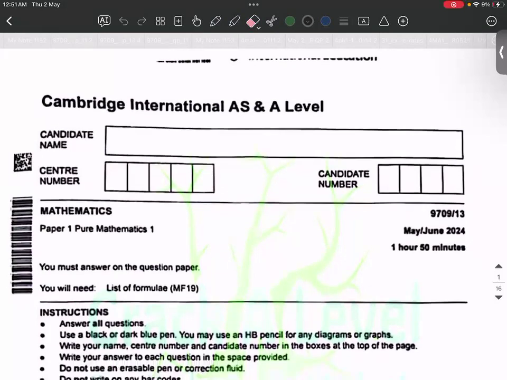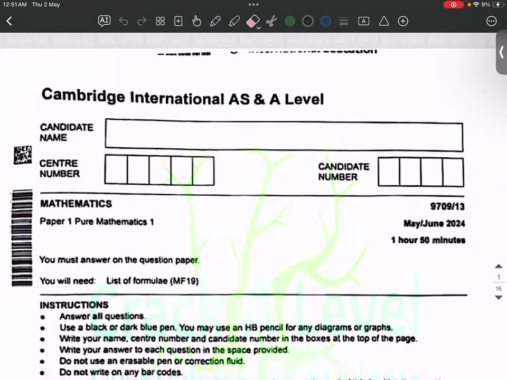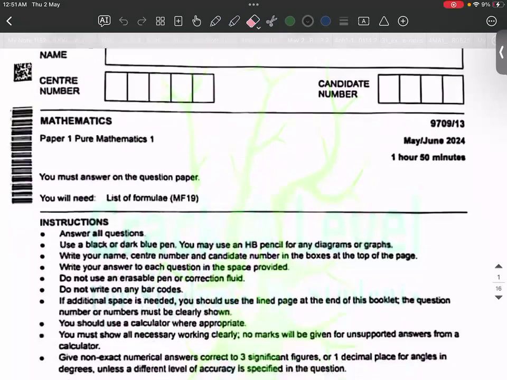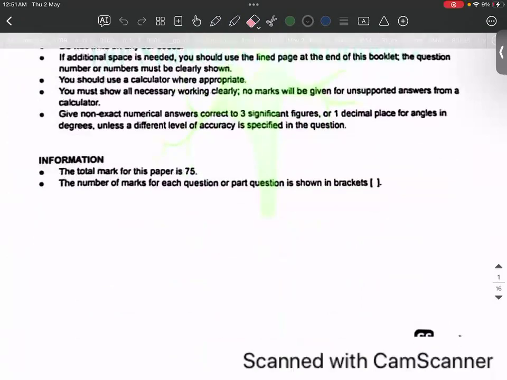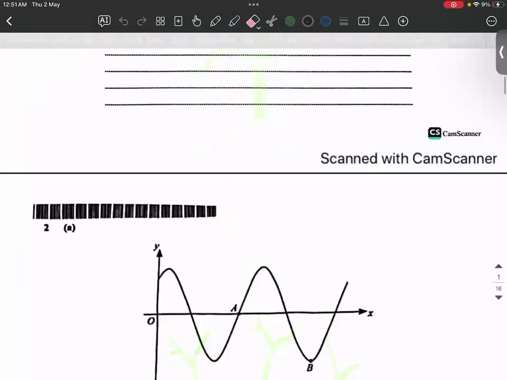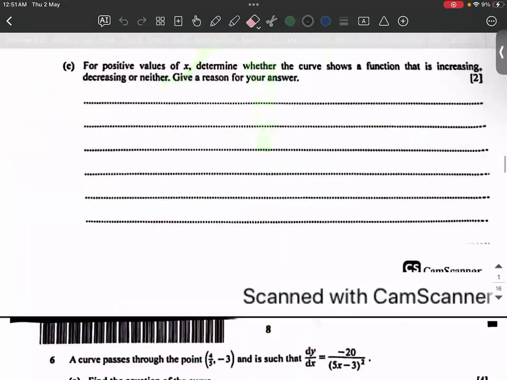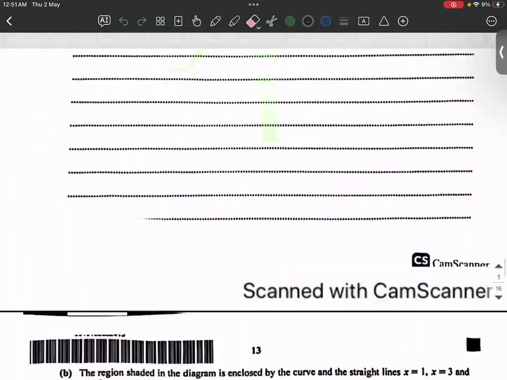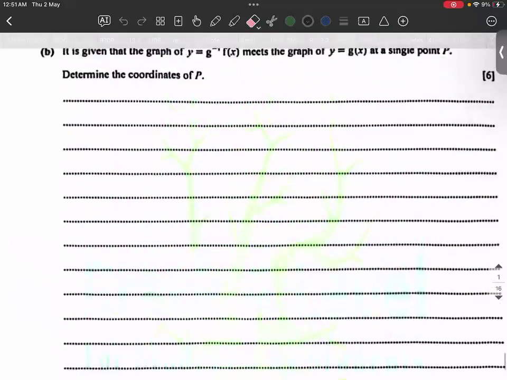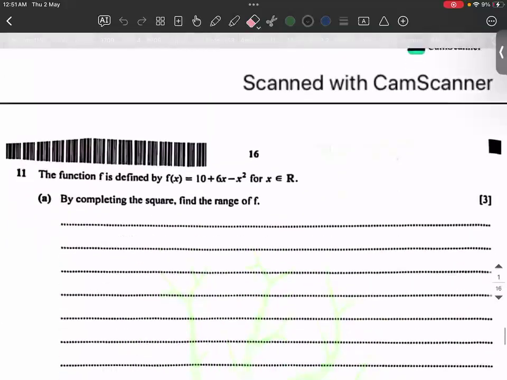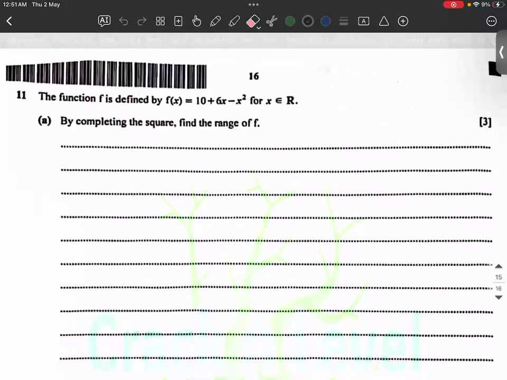So today I'm just giving you some important recaps about the paper May-June 2024, paper 1-3. Tomorrow your exams are going to be happening, right? So some quick questions I would like to discuss with you. One of such questions is this question, question number 11.